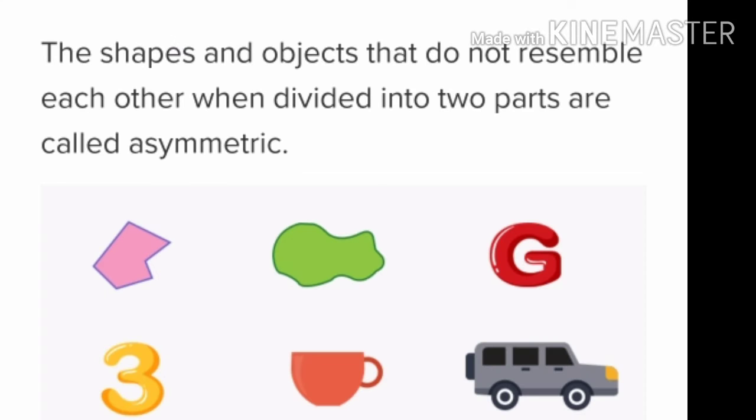The shapes and objects that do not resemble each other when divided into two parts are called asymmetrical objects. For example, you can see a few shapes given below: a cup of tea, or the number 3, or the alphabet G, or maybe a car which you used to play. All those are asymmetrical figures.